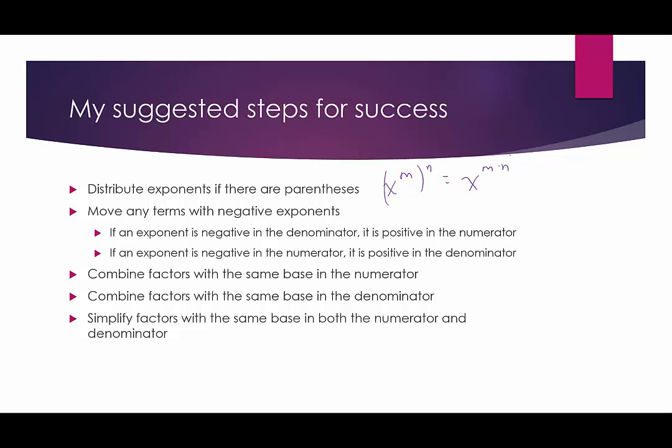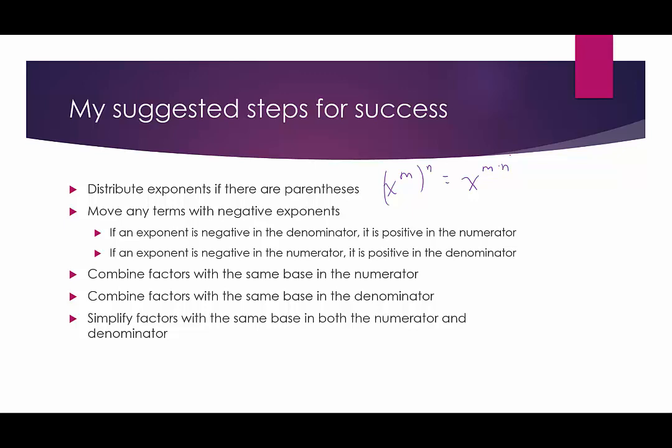Then I like to move any terms with negative exponents. So if an exponent is negative in the denominator, then it is positive in the numerator. If an exponent is negative in the numerator, then it is positive in the denominator. After that, I combine factors with the same base in the numerator. I combine factors with the same base in the denominator. And then lastly, I simplify factors of the same base that's in both the numerator and denominator.